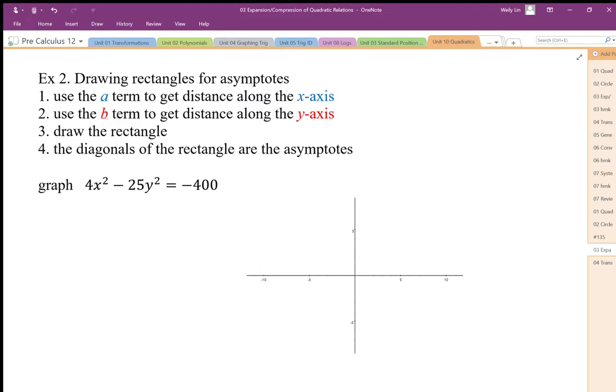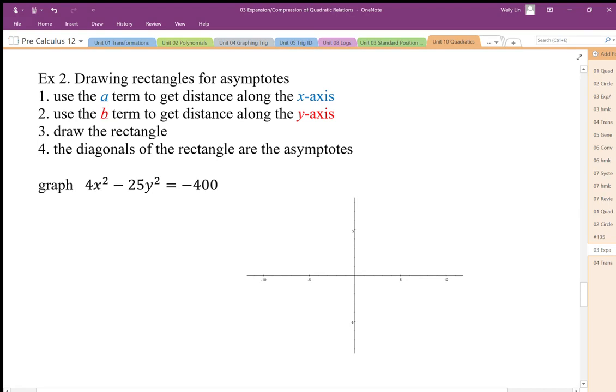What's really important is understanding how to get the A and B terms, because that allows us to get our proportions for our asymptotes, which then allows us to draw the graphs. Not only that, those A and B's also allow us to locate our vertex. So we want to set this up into its graphing form.